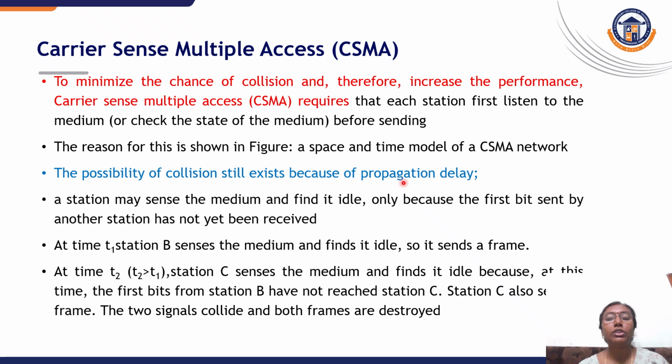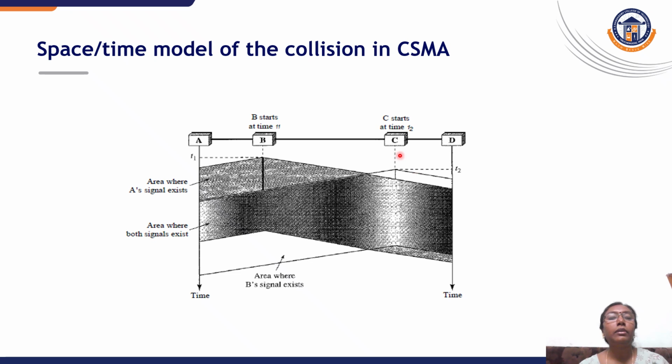If it finds the medium idle and the station decides to send, it will send. So the possibility of collision will be reduced. Moreover, the possibility of collision still exists because of propagation delay. It is well explained by the diagram using a space-time model. If A has its frame to send at T1, at T2, C has not heard the bits which are transmitted from A.